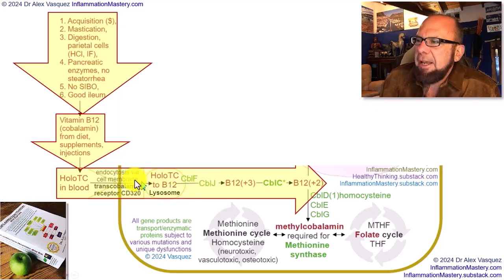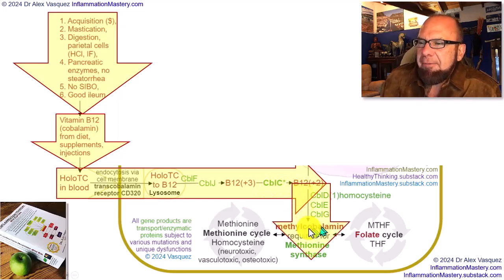So again, once we have B12 inside the cell, after it's been received by the transcobalamin receptor, it enters the lysosome so that the transcobalamin protein can be removed. Now we have B12 being transported by these transport proteins that have a little bit of enzymatic activity. The most commonly mutated of these proteins is called CBLC. And at this point, the B12 molecule is going to take one of two routes.